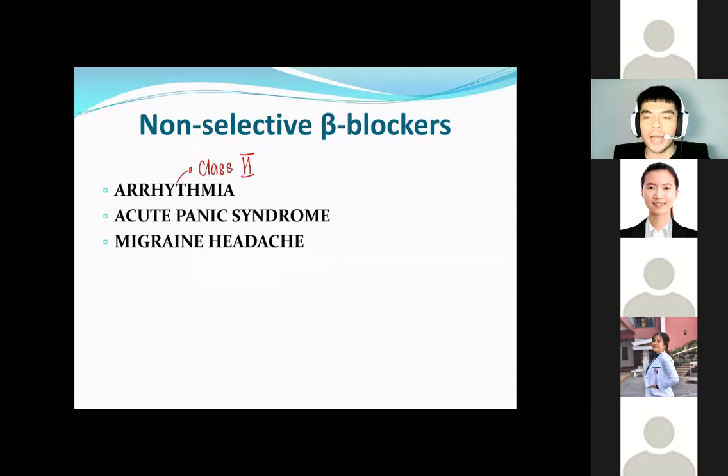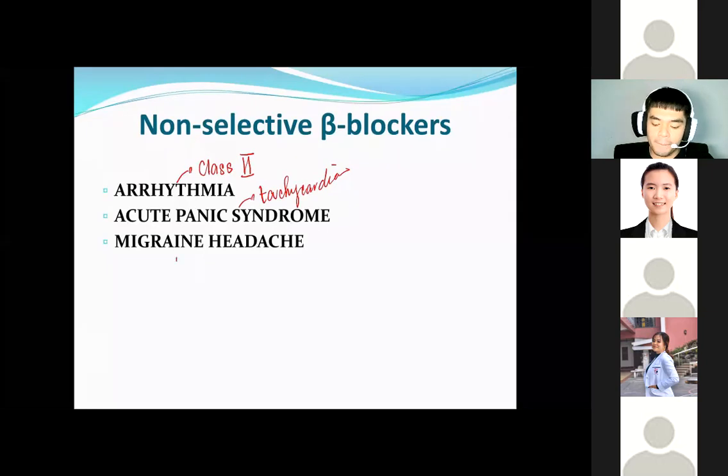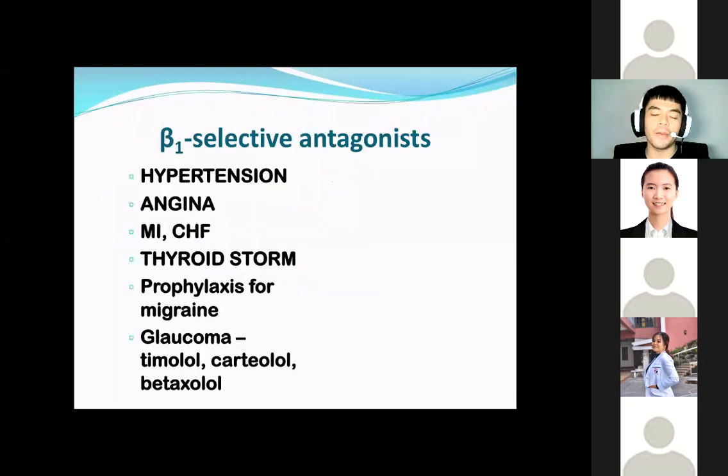And then we have acute panic syndrome. One of the manifestations of panic syndrome is tachycardia. Of course, non-selective beta blockers are cardiac depressants, so they can be used for that condition. And then migraine, yes, ginagamit din sila for migraine, but as prophylactic agent only. Particularly, the one being used is propranolol. So these are non-selective beta blockers.